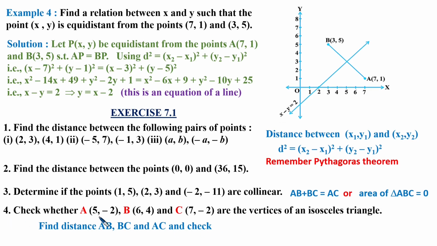Now 4, check whether A, B, C, the points given here, the coordinates, are vertices of an isosceles triangle. So what do you mean by isosceles triangle? That means two sides have equal length. So you find the distance between AB, BC and AC, and if any of these are equal, AB is equal to BC or AB is equal to AC, then of course two sides are equal, which means it is an isosceles triangle. Okay, that you do it. I'm not going to do it here. Use this formula. Whenever you have to measure distance or calculate the distance, use this formula.